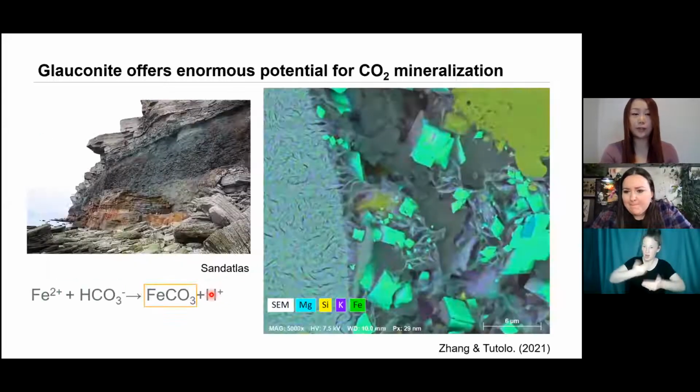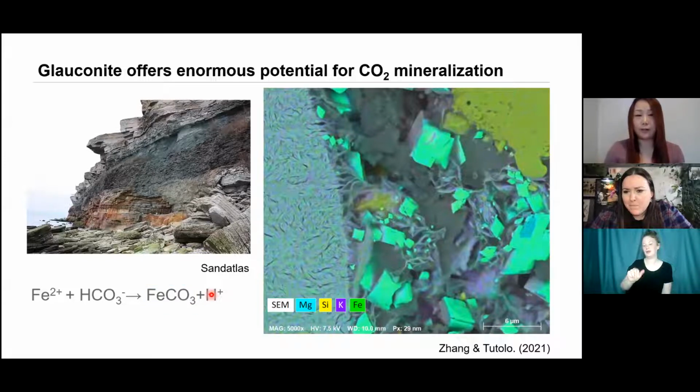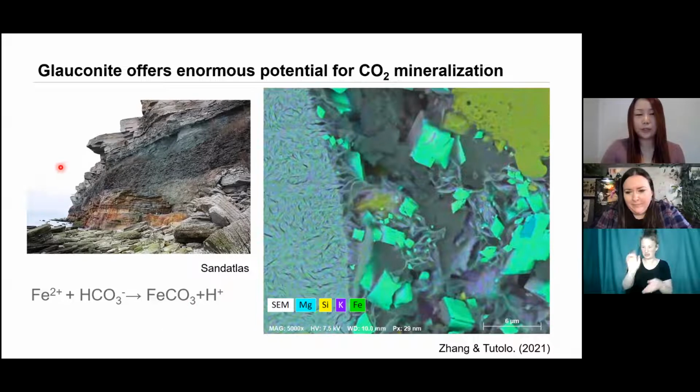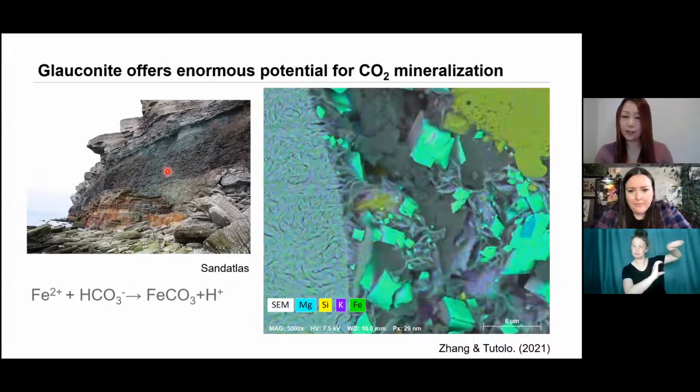And my PhD thesis really focused on using a mineral called glauconite, also called greensand, to capture carbon dioxide and secure it in the mineral structure. And on the left-hand side, this big cliff in the middle, there's a lot of greenish sandy stuff. This is what glauconite looks like.